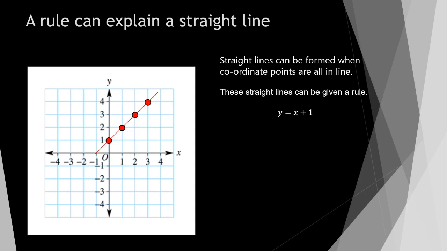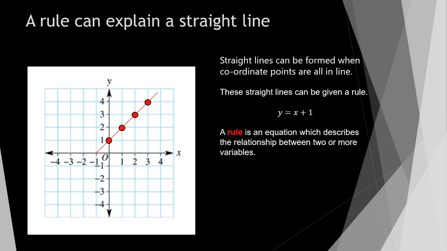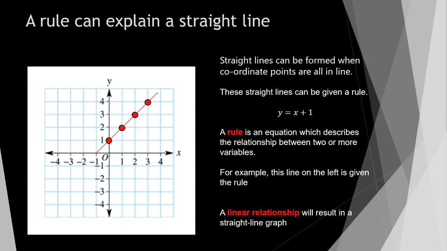How did we get that rule? So first of all, what is a rule? A rule is an equation which describes the relationship between two or more variables. So our two variables here are x and y. They're the two things that can change. And this here on the left is an example of what our rule looks like. A linear relationship will result in a straight line graph. So just to keep it simple, a linear relationship is a straight line between x and y.